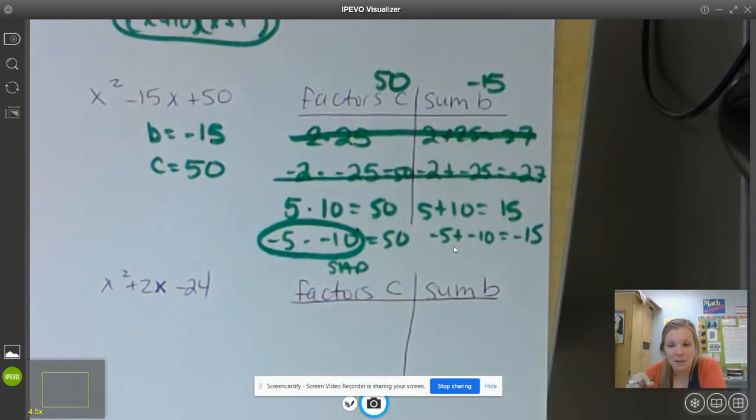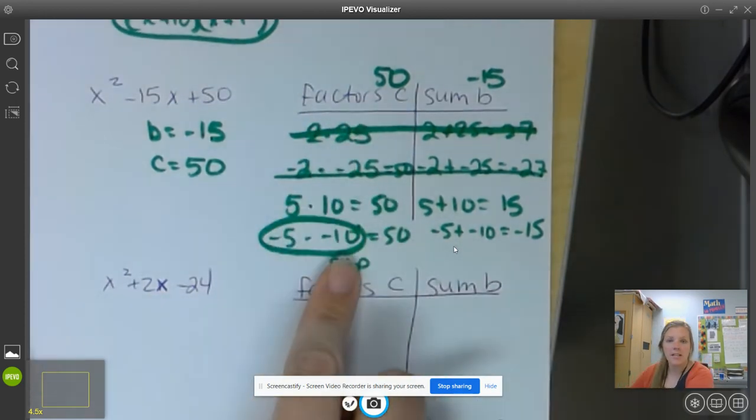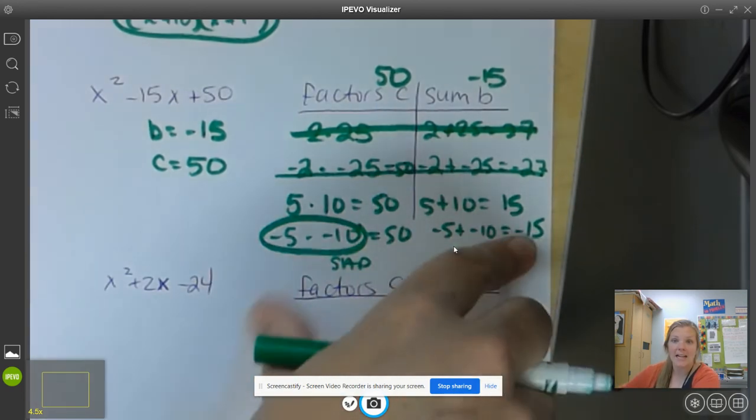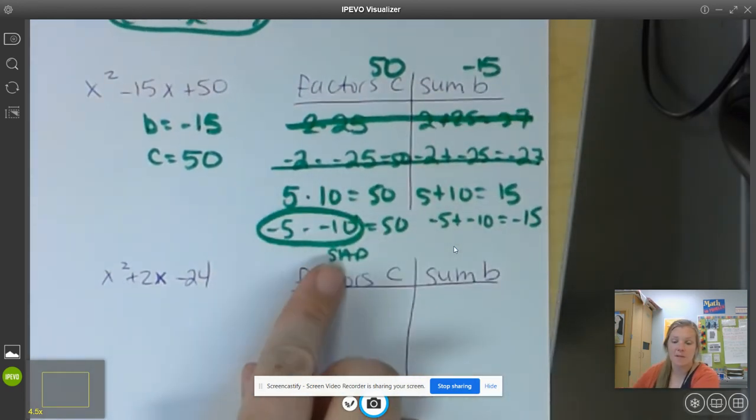I kept going until I found the answer. If you go through and you've done all the factors of 50 and there's no other options for you, then you write the words cannot be factored. So some of these you just literally can't do the work. If you tried all of the cases and you never found one that added to be the right thing, then we write cannot be factored.